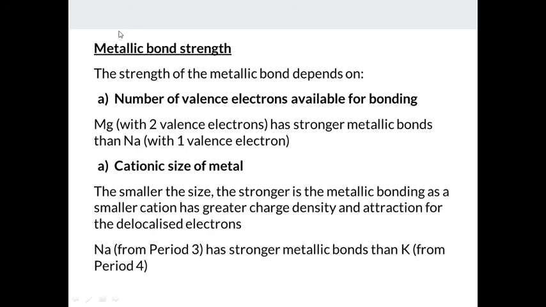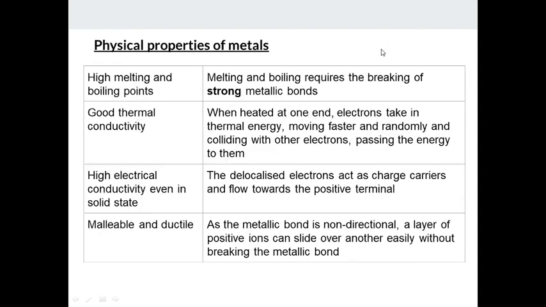The smaller the cationic size, the stronger is the metallic bonding, as a smaller cation has greater charge density and stronger attraction for the delocalized electrons. So sodium from period 3 has stronger metallic bonds than potassium from period 4, as Na+ has a smaller cationic size than K+. So these are the physical properties of metals. One key point is that they are malleable and ductile, as the metallic bond is non-directional, allowing a layer of positive ions to slide over another easily without breaking the metallic bond.